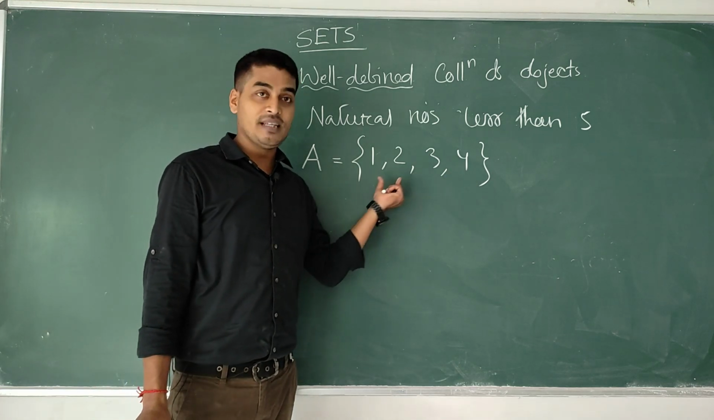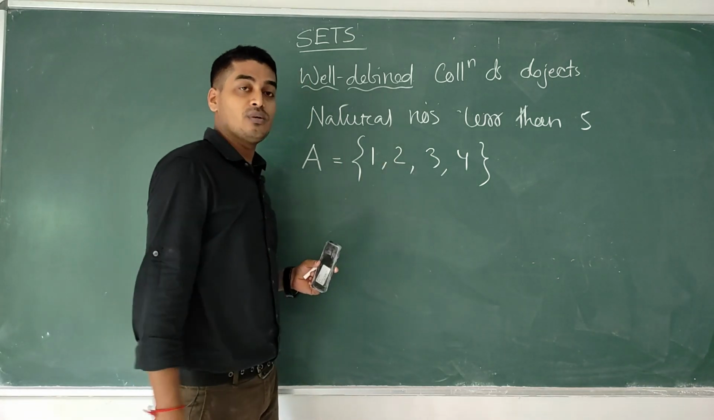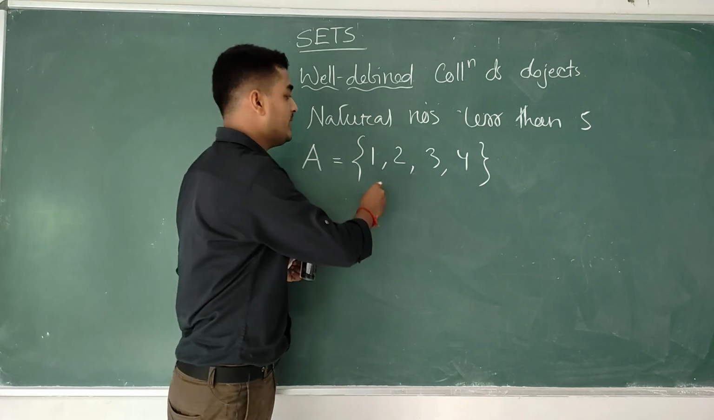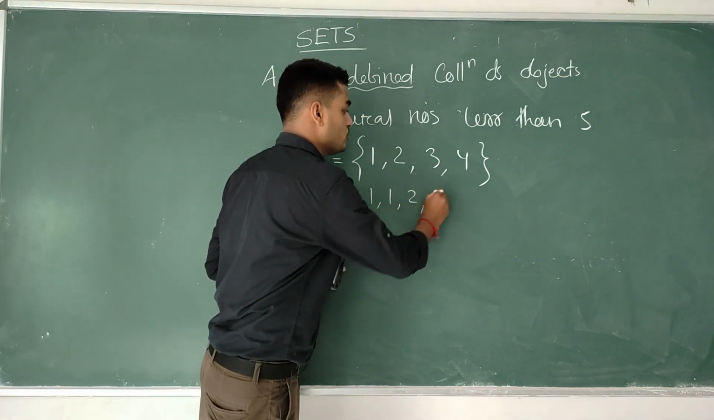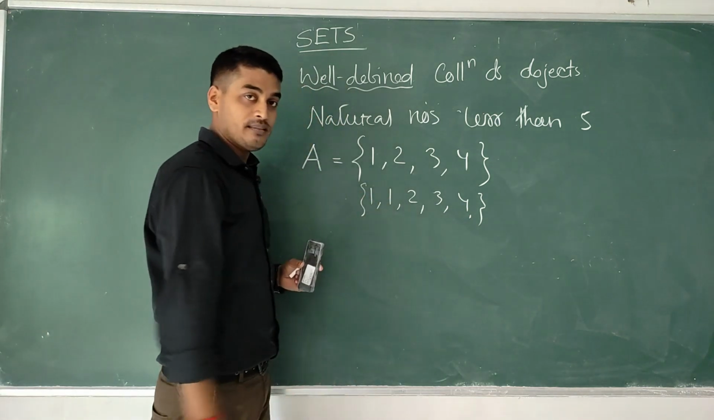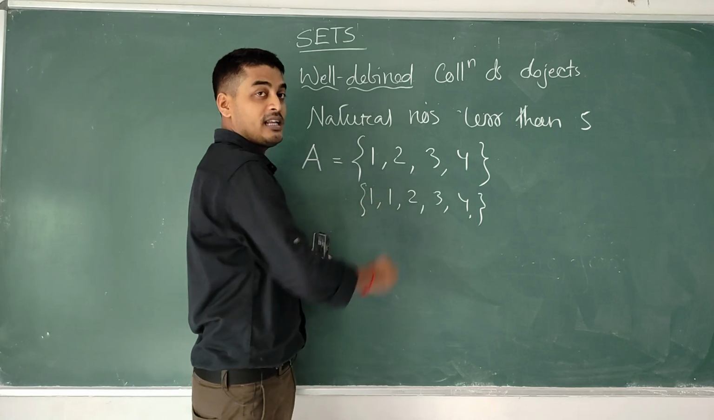and remember elements should not be repeated. Suppose natural numbers less than 5, you can write 1, 2, 3, 4, but you cannot write it with a repeated element. If you have written 1 two times, it is just like this one only, it is the same set. In a set an element should not be repeated twice.